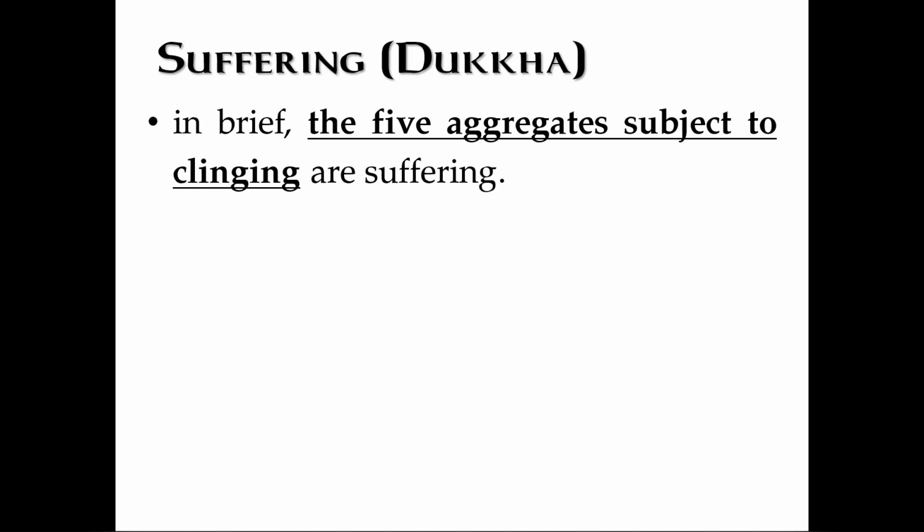So if you cling to those five aggregates, it is suffering. If you do not cling to them, it's not suffering. In other words, you can say that. If you do not cling to the five aggregates, it's not suffering. In brief, we can even say that the pieces subject to clinging are suffering, like this. Nama Rupa, which is subject to clinging, are suffering. You can say that.